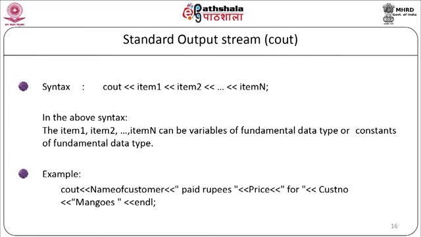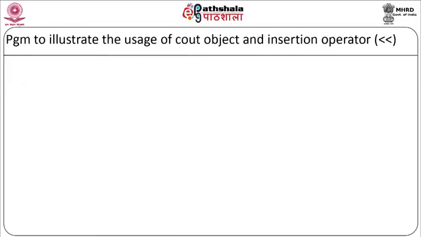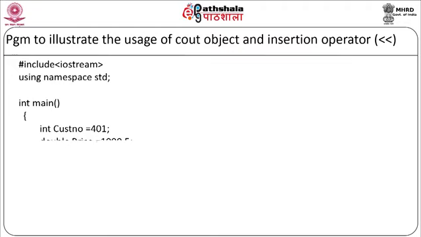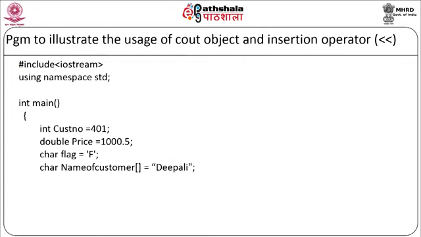Example, cout, the value of the variable name of customer, the string "paid rupees" in double quotes, the value of price, "for" in double quotes, the value of customer number, "mangoes" in double quotes, and endl. Now let's see a simple program to see the standard output stream. We'll start with the program #include <iostream>, using namespace std. We'll start with our main function, int main. Here we will declare the variables as int customer number equal to 401, double price equal to 1000.5, char flag equal to 'f', and char name of customer equal to Dipali.